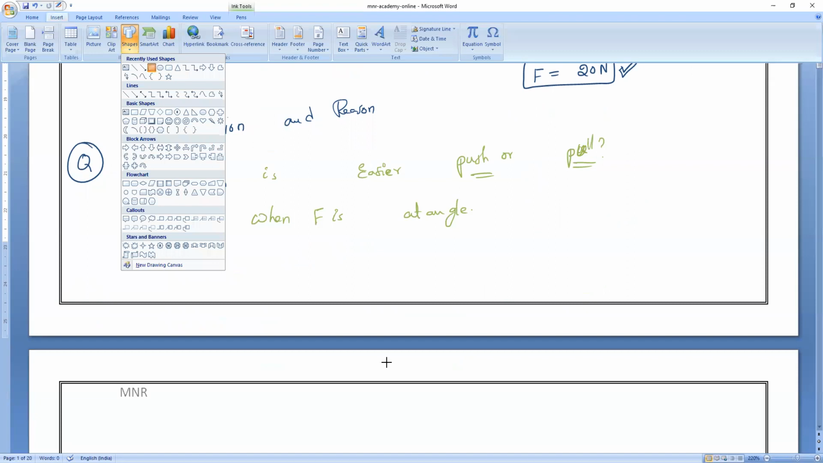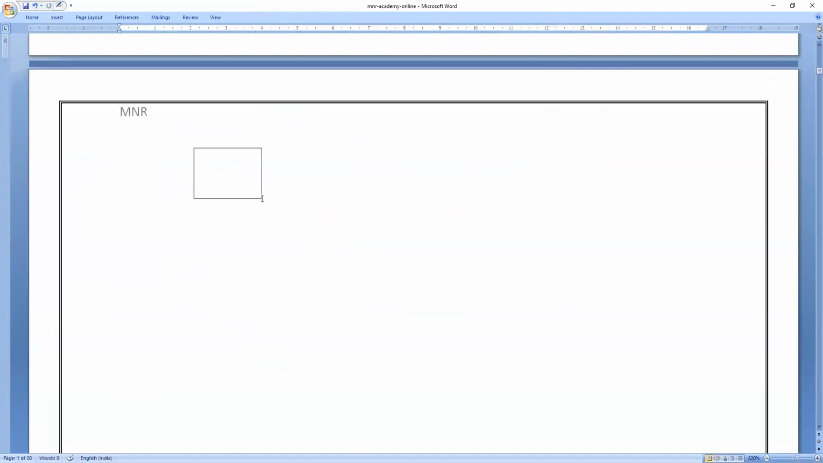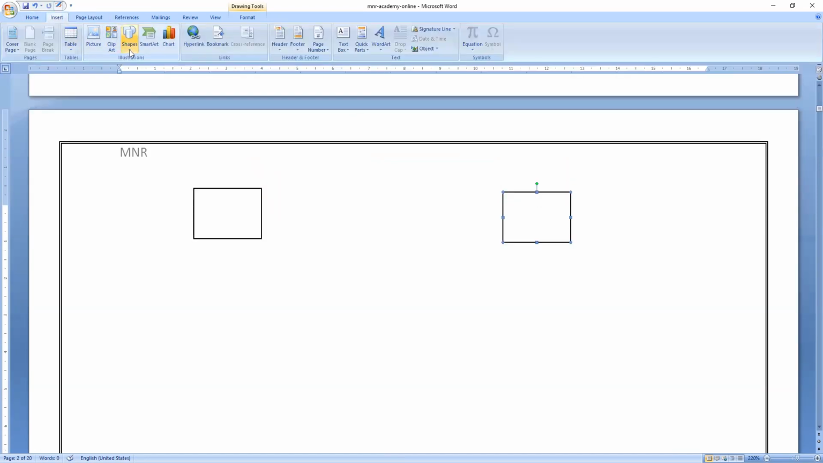So let me consider two blocks. Two blocks are kept on the surface, and they are making push as well as pull. Many sums yesterday also we solved. Do you all remember how to make push and how to make pull? Everybody clear? Yes, sir.